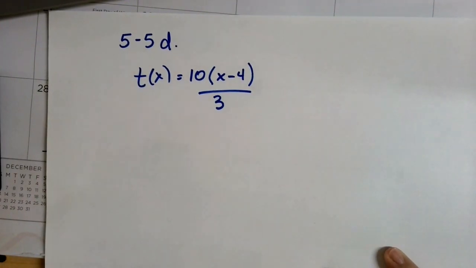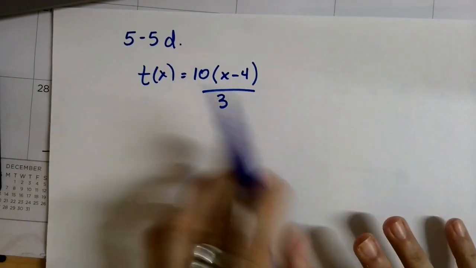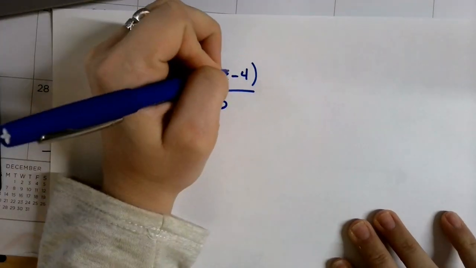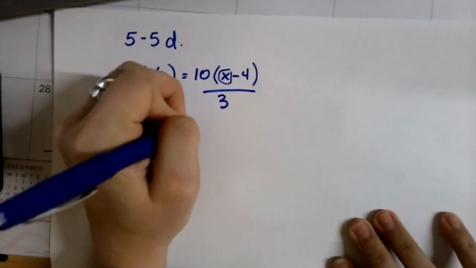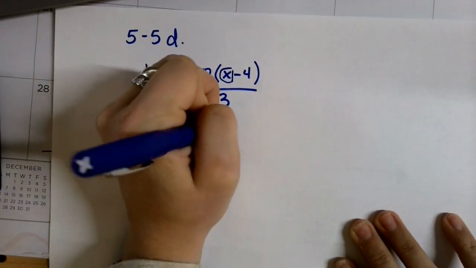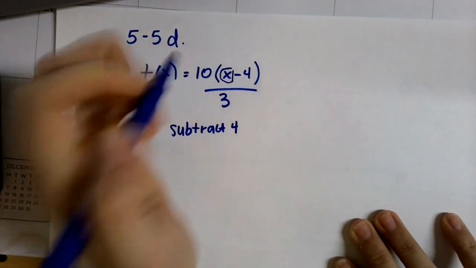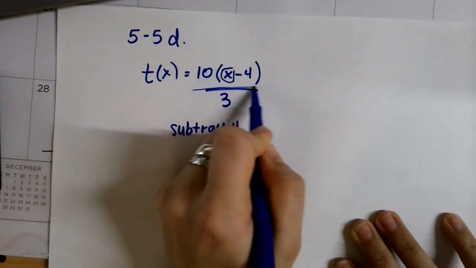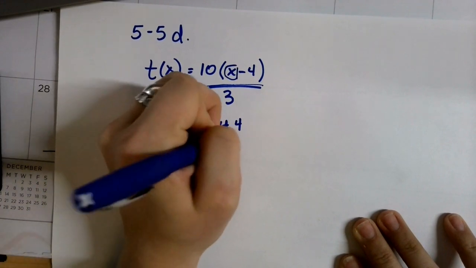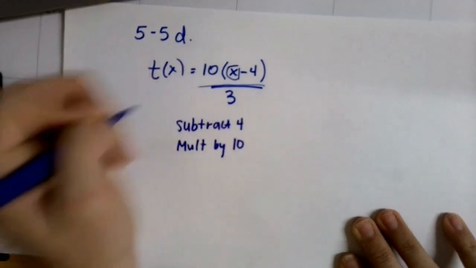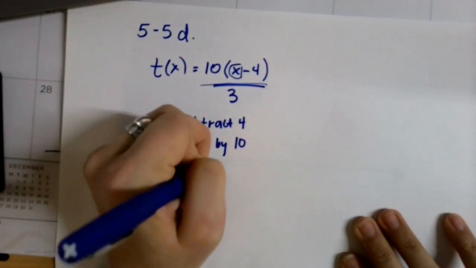So I'm going to start by listing out what is happening to x here. So I start with x, and then it looks like I am subtracting 4. And this division bar goes all the way across. So the next thing I'm doing is multiplying by 10. And lastly, I would divide by 3.